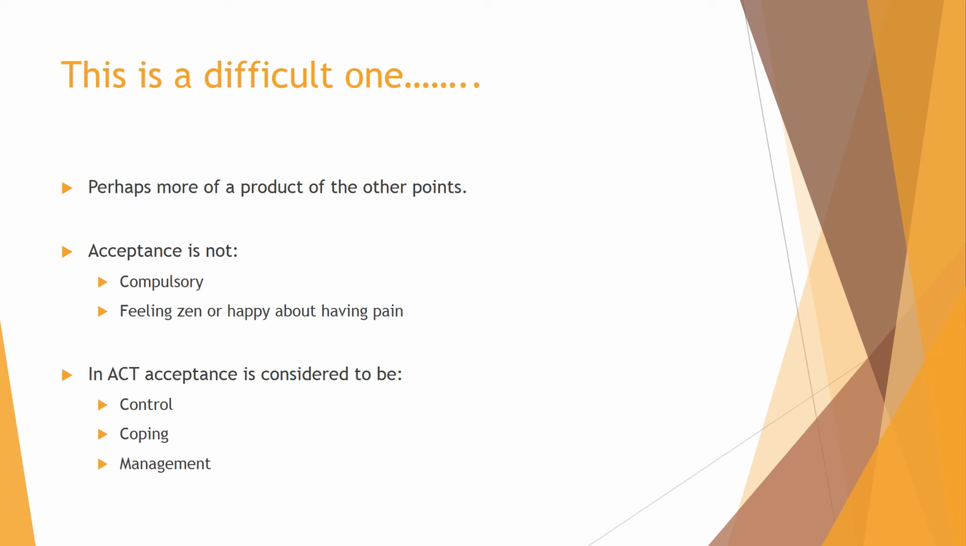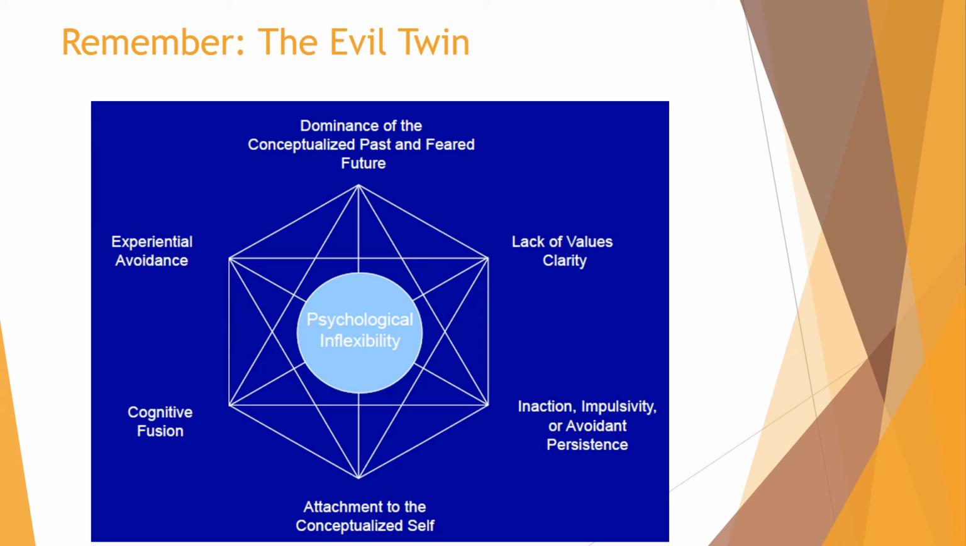I think it's always rather useful when we're considering these components to go back to the evil twin, or the opposite of psychological flexibility. So in an individual that is struggling, they may have dominance of their previous past and possibly anxiety around a feared future, or catastrophization, as we often talk about. That instead of being in the present moment, they're everywhere else but. They may be attached as part of that to a conceptualized self, and this is how I used to be, as we've talked about, and maybe fused cognitively to their thoughts. And that they may be avoiding the situation as it is.